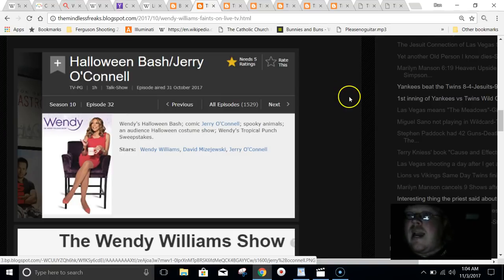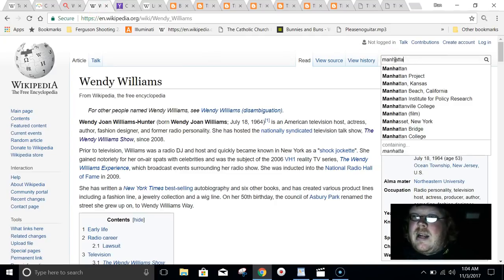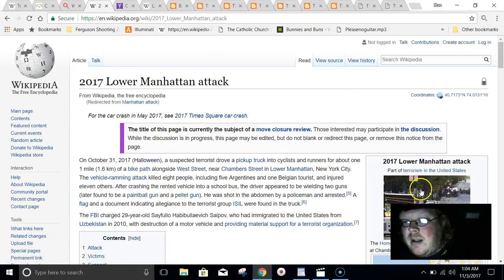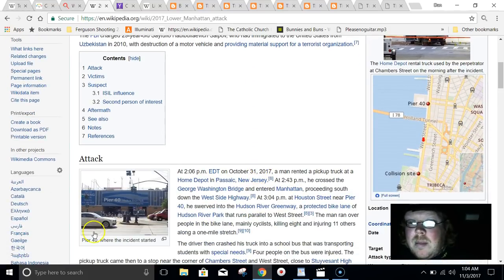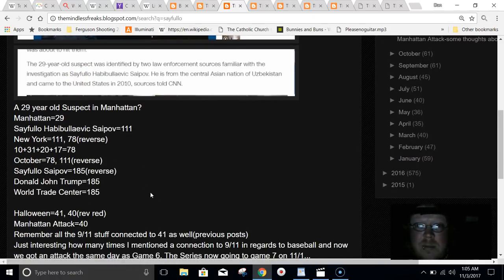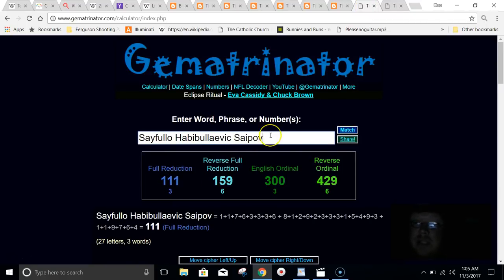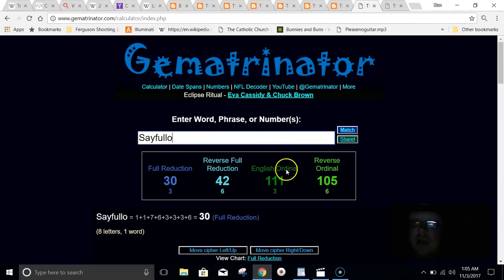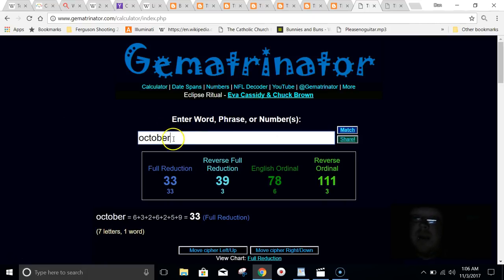By the way, look, the attacker's name, let's look it up really quick. Right here. This was his big old name here. Sayfulo something something Saipov. I'll just prove to you that it equals 111, fitting for an attack in New York and whatnot. 111 in gematria. Just his first name, also 111 in gematria. And October. October also equals 111 in gematria.